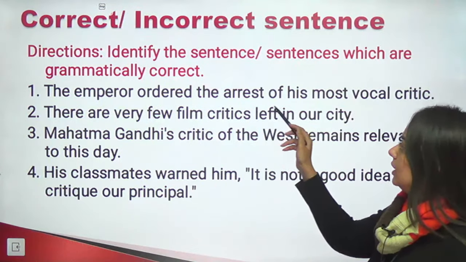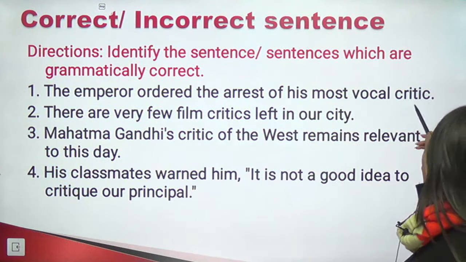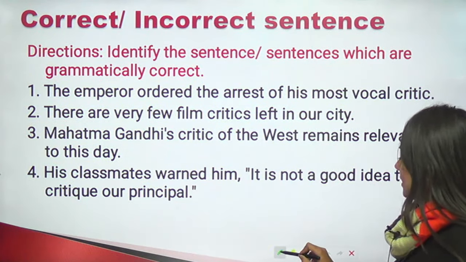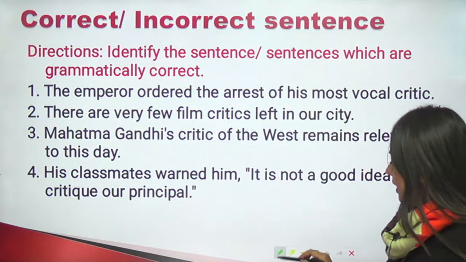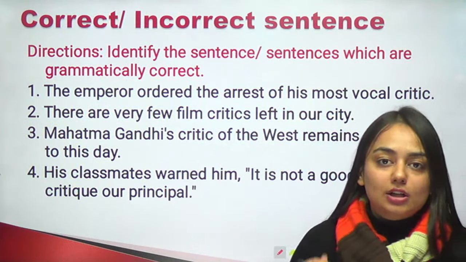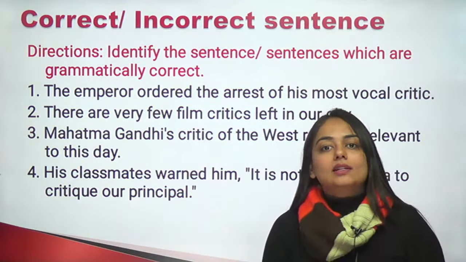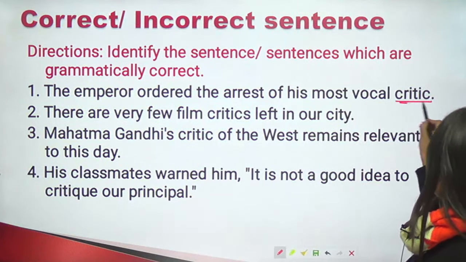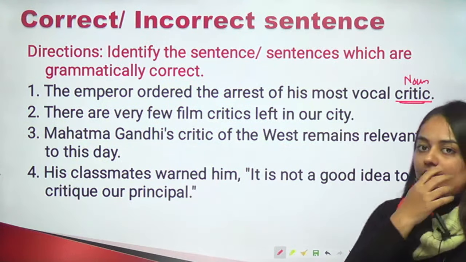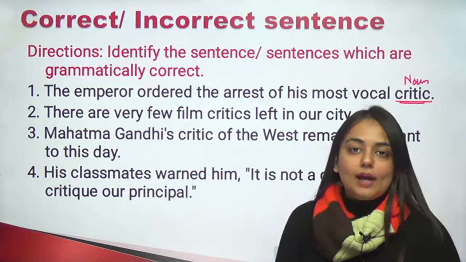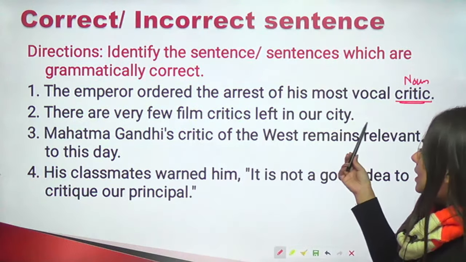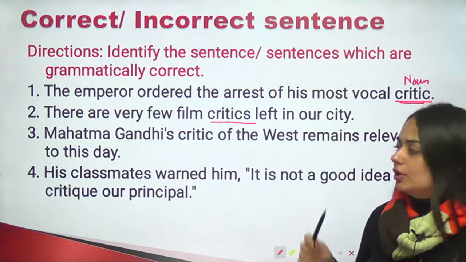The emperor ordered the arrest of his most vocal critique. Critique is a person who critically analyzes your action. It can be analysis, it can be appreciation. So, critique doesn't necessarily mean criticizing something, it's critically analyzing something. So, this is a noun here. If he was a vocal critique, it means he was actually criticizing the king, right? There are very few film critiques left in our country. Again, the same word, so this is also right.